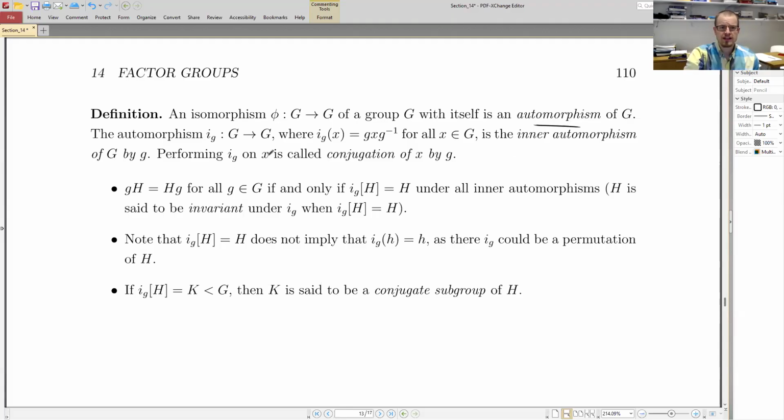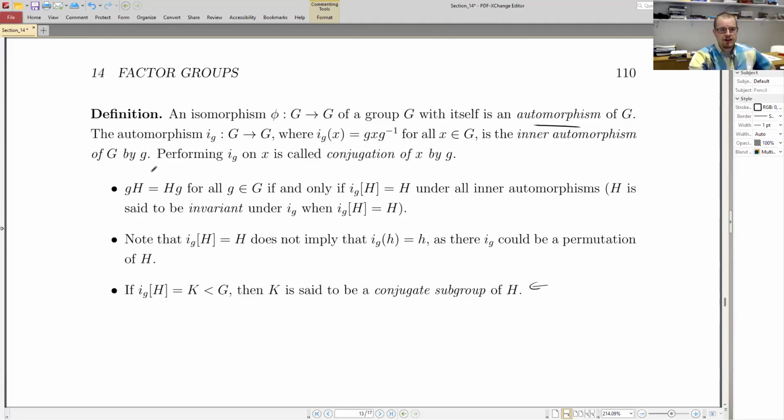Performing this function on X is called conjugation of X by G, and we can actually talk about conjugation of a group, which is what we're going to look at in the third part here, but we'll also look at that in our next example.